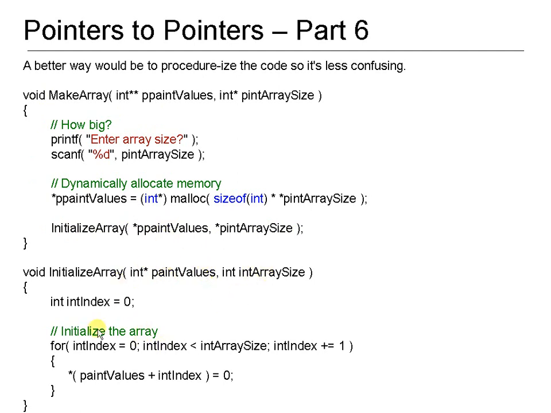Now, why can we get away with no pointer here and just one level of pointers here? Because we're passing them by value. We are not changing either of these two variables. We're changing the contents at this address, but not the actual address itself. And we are not changing the array. So that's how you would procedurize it and make it look pretty.